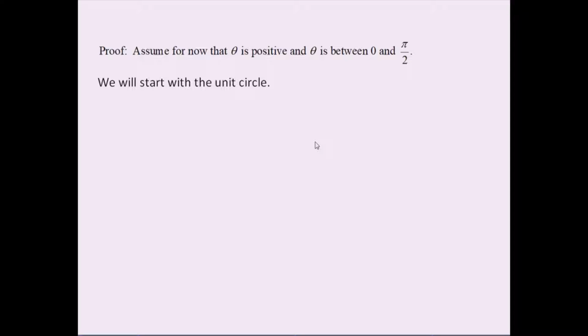And to start this proof, we'll make the assumption that theta is positive and theta is between 0 and pi over 2. And then at the end, we'll deal with the case where theta is negative. We'll start with the unit circle.